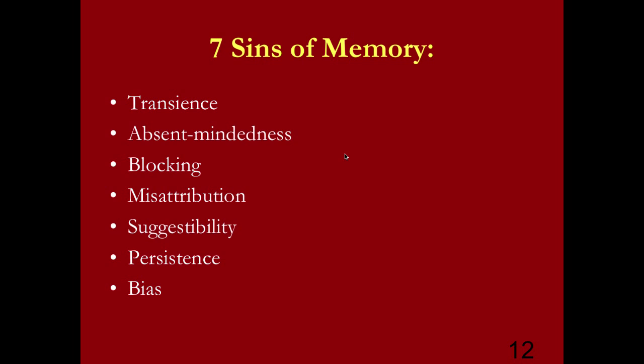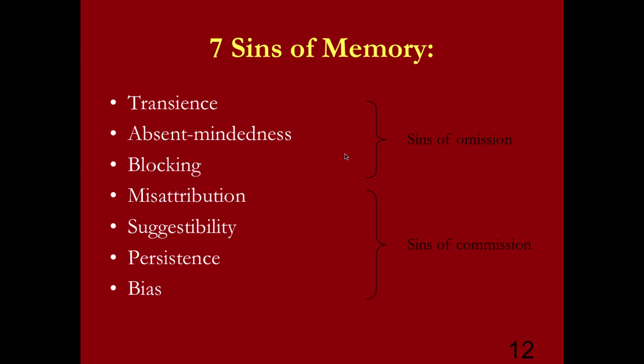Now, when we look at these 7 sins of memory, we can actually break them into 2 separate groups. The first 3, transience, absent-mindedness, and blocking, are also known as sins of omission. The last 4 are sins of commission. With sins of omission, we fail to bring to mind a desired fact. We either lost it over time, we weren't paying attention when it happened, or we're not able to retrieve it immediately from our long-term memory. So the fact is omitted.